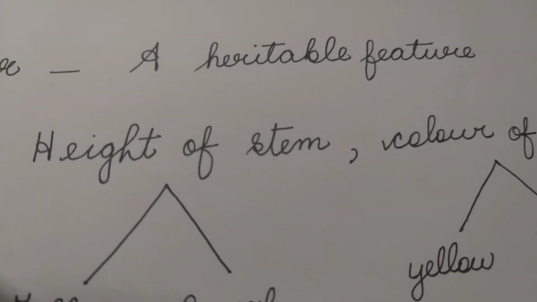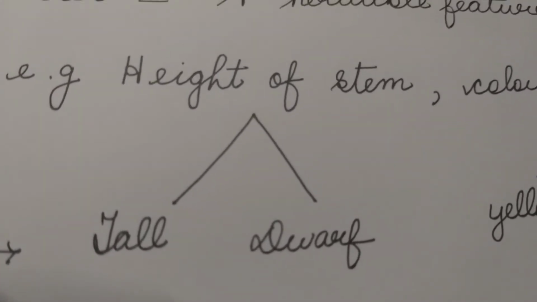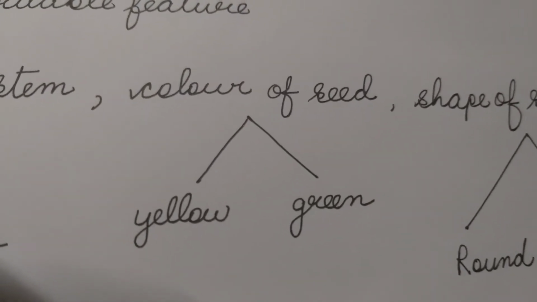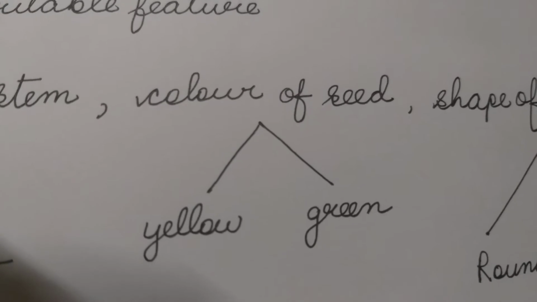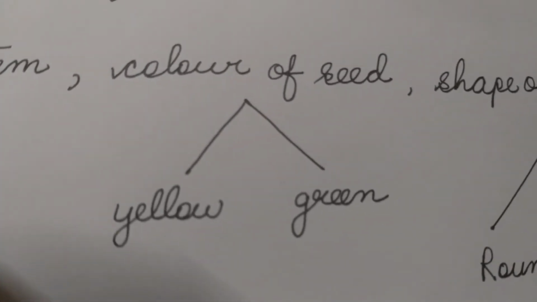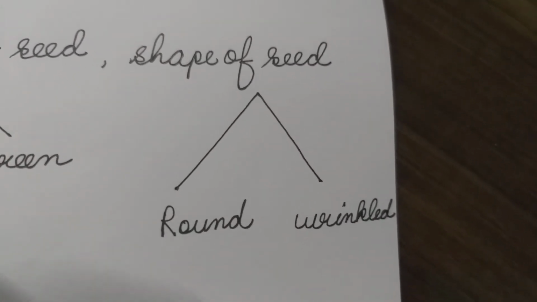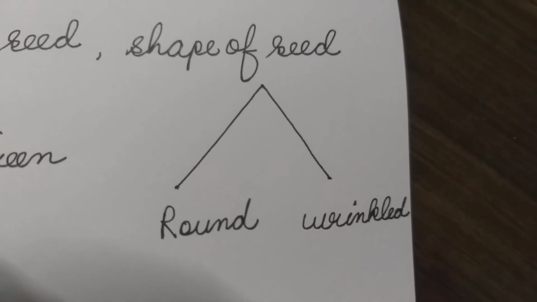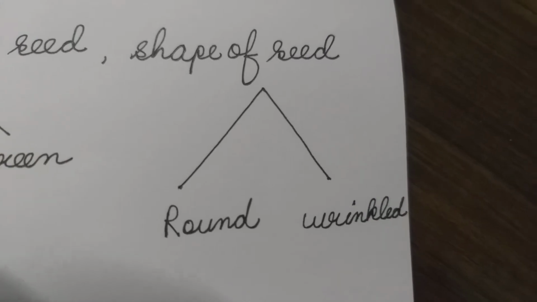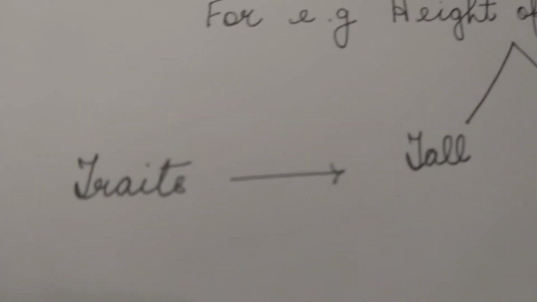Now each character has two different variants, tallness and dwarfness. The color of the seed is a character, and it has two different forms, two variants, two alternative forms: yellow seed and green seed. Shape of seed: round seed and wrinkled seed. These are the variants, the alternative forms of the same character. So these variants of a character are called the traits.